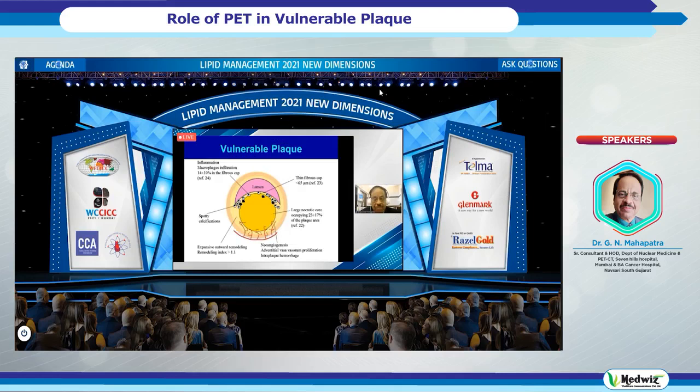So see a vulnerable plaque, the image that's showing inflammation. You can say that is inflammation, and there's macrophage infiltration, there's a lumen, and there's a large necrotic core. These are the spotty calcifications, and here is the angiogenesis, the neoangiogenesis.